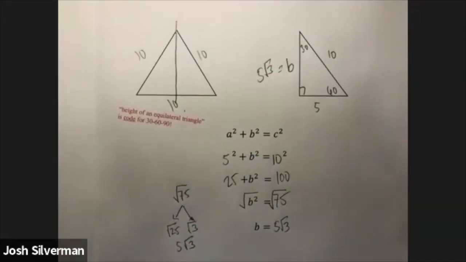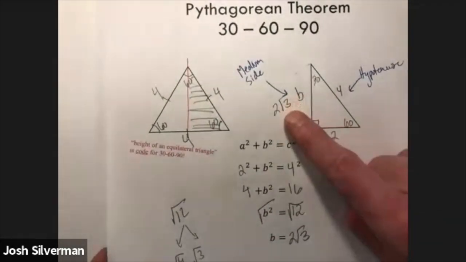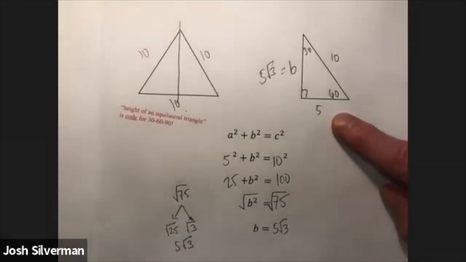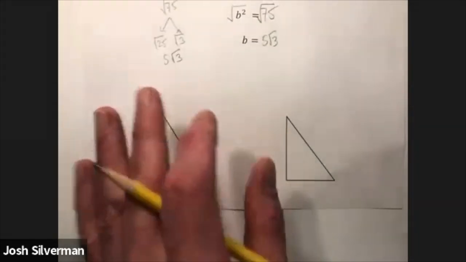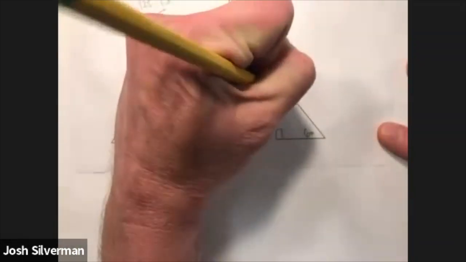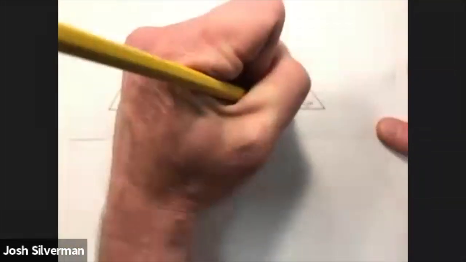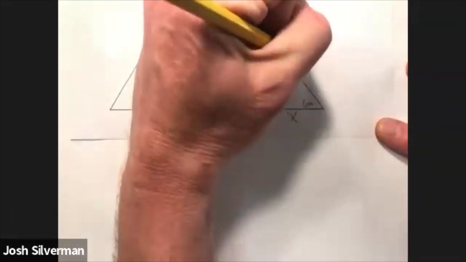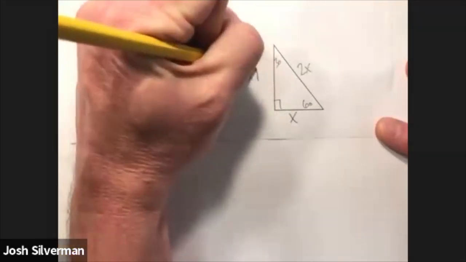Are you seeing a pattern here? If the short side is 2, the medium side is 2 root 3, and the hypotenuse is 4. If the short side is 5, the medium side is 5 root 3, and the hypotenuse is 10. Let's write the general rule for the 30, 60, 90. When you've got a 30, 60, 90 right triangle, whatever the shortest side is, we call that x. The hypotenuse is double that, and the medium side is x root 3.